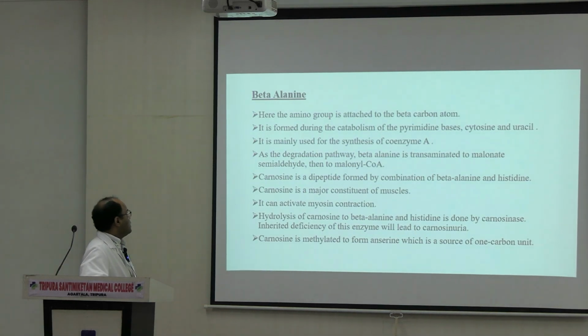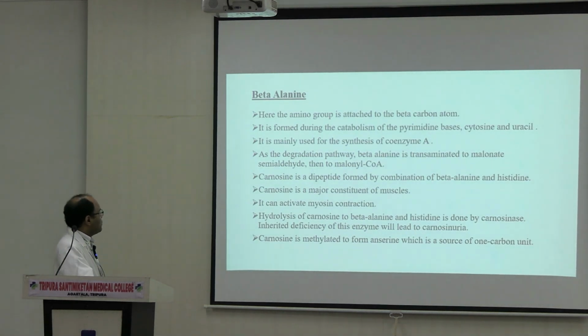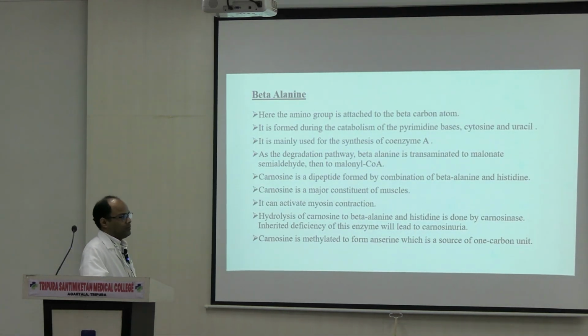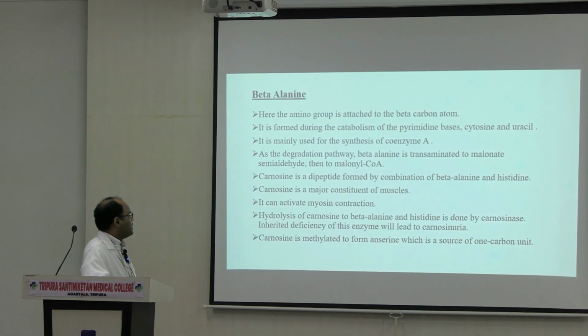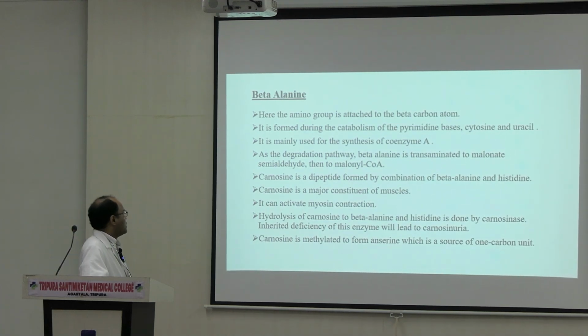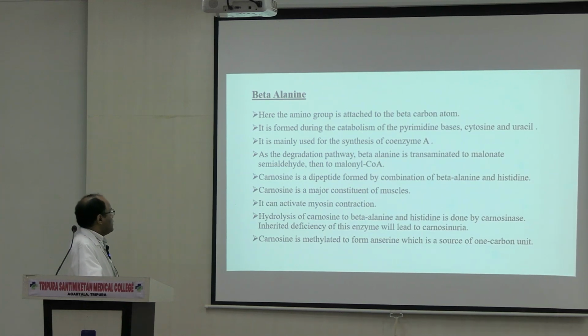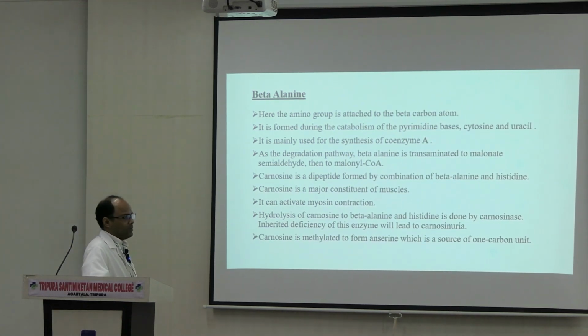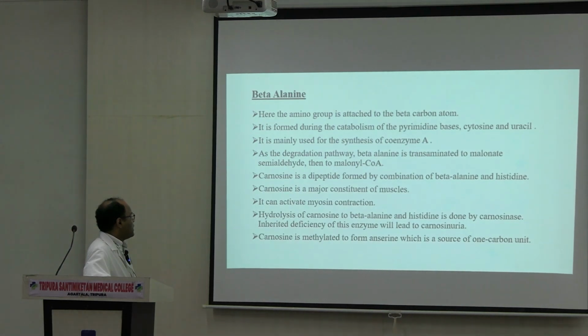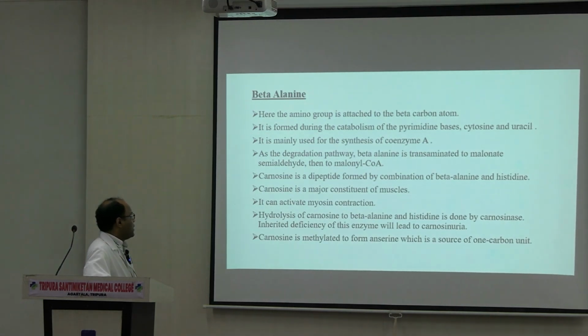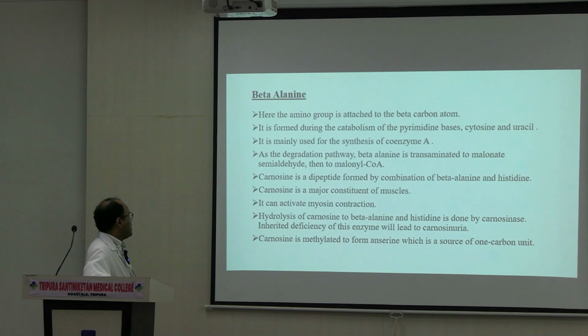So what is beta alanine? Here the amino group is attached to the beta carbon. It is formed during the catabolism of pyrimidine bases like cytosine and uracil. It is mainly used for synthesis of coenzyme A. In the degradation pathway, beta alanine is transaminated to malonate semialdehyde, then malonyl CoA.